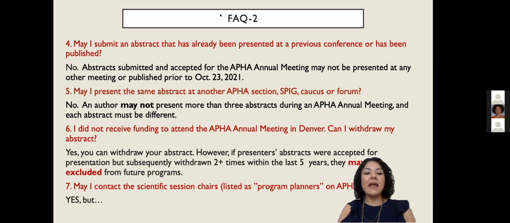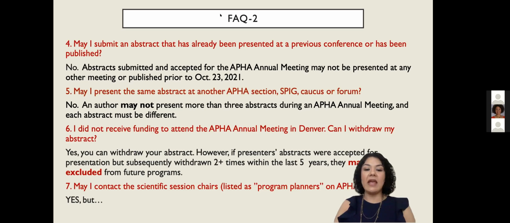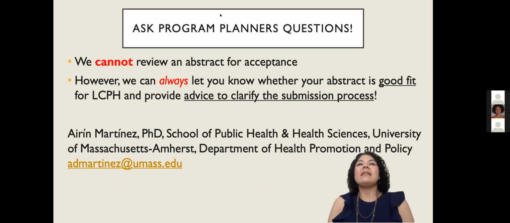The last question: may I contact the scientific session chairs listed as program planners on APHA's website? Yes, of course you can. But before you contact them, just know a couple of things. We can't directly review your abstract for acceptance. You can't email it to my email address and ask me to review it. I can't do that. It has to go through the blinded peer review process that APHA has set up.